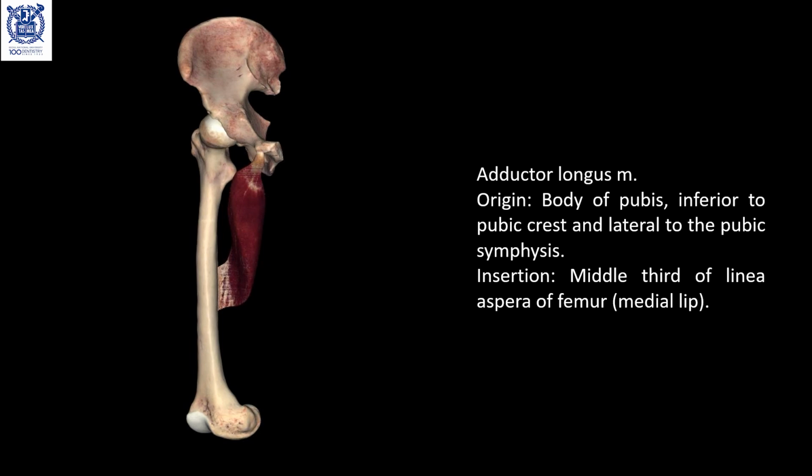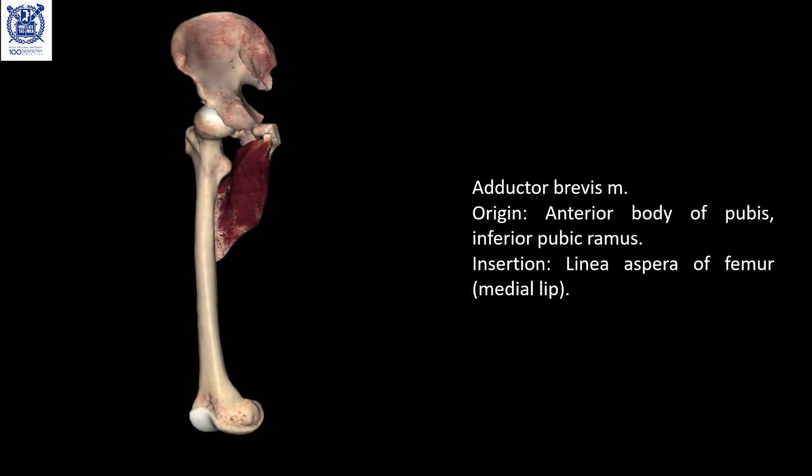Adductor longus. Origin: body of pubis, inferior to pubic crest and lateral to the pubic symphysis. Insertion: middle third of linea aspera of femur, medial lip. Adductor brevis. Origin: anterior body of pubis, inferior pubic ramus. Insertion: linea aspera of femur, medial lip.